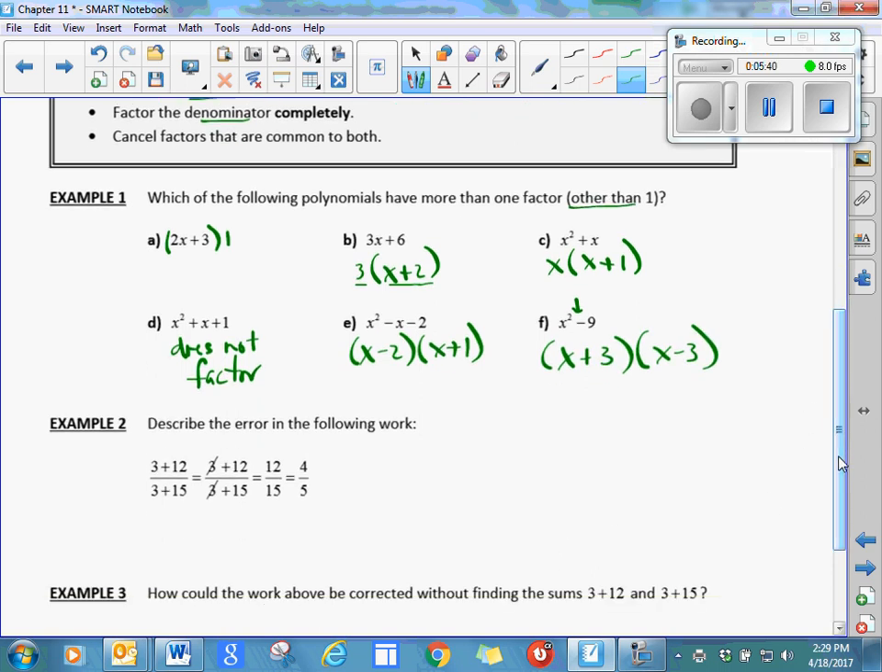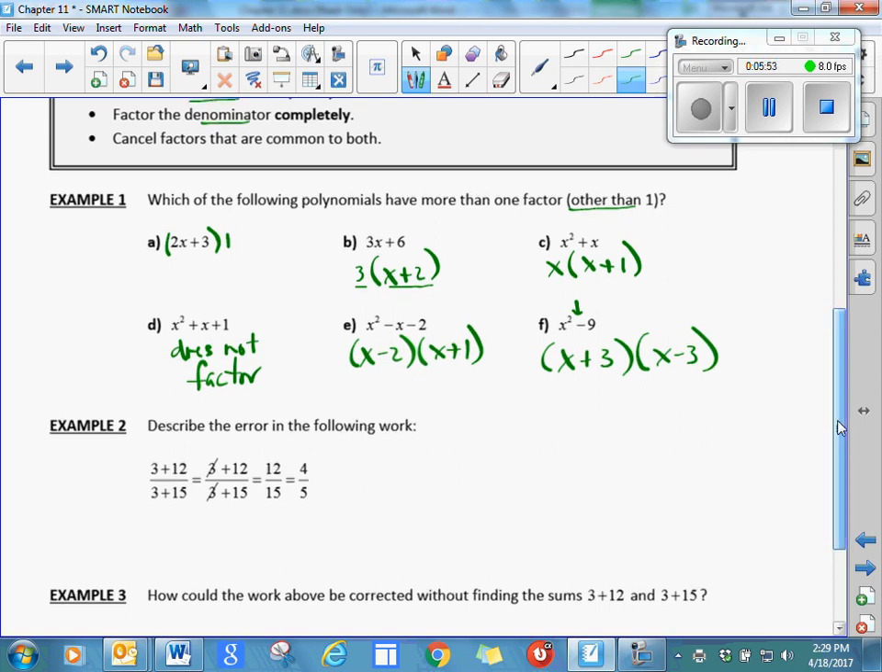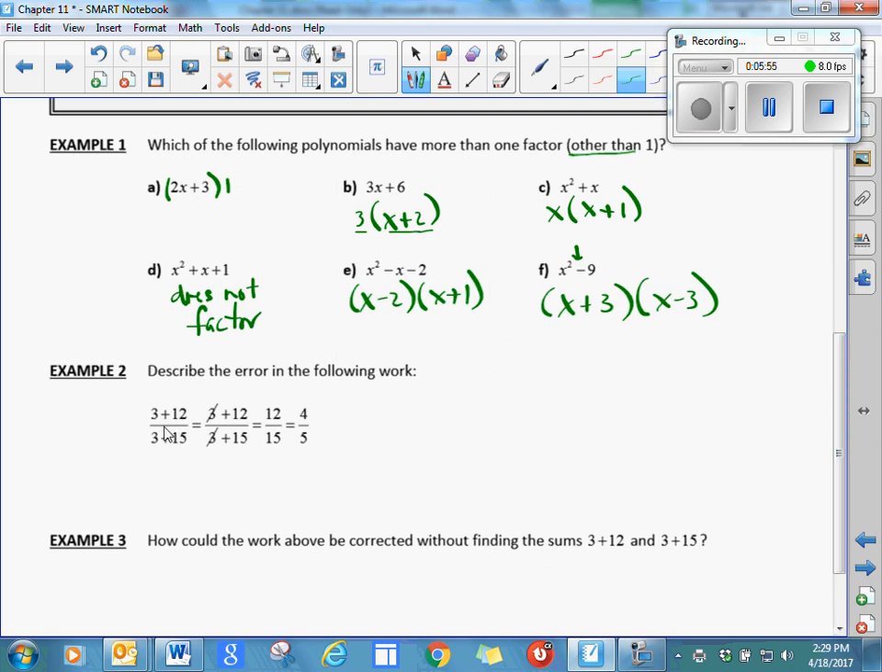So now we're going to actually deal with some fractions, a denominator and a numerator that are getting us to the point where they're going to be polynomials. This example is kind of interesting to me. The problem is written 3 plus 12 over 3 plus 15. Now, the fraction bar is a grouping symbol. So you want to simplify the numerator, simplify the denominator. And so if we were to actually do this correctly, it would look like 15 over 18.